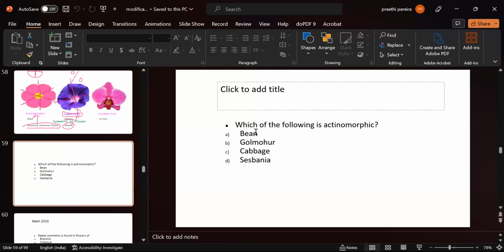Now, B is which family? Fabaceae. Gulmohar, okay, it doesn't belong to any of these families. Cabbage belongs to Brassicaceae. So, Brassicaceae is actinomorphic, no? So, Brassicaceae is the answer. Sesbania is Fabaceae. So, C is the answer. Did you understand how to go through?